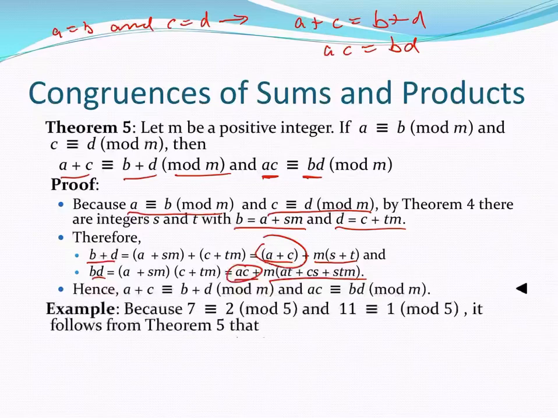So if 7 is congruent to 2 mod 5 and 11 is congruent to 1 mod 5, then 7 plus 11 is congruent to 2 plus 1 mod 5, and 7 times 11 is congruent to 2 times 1 mod 5.